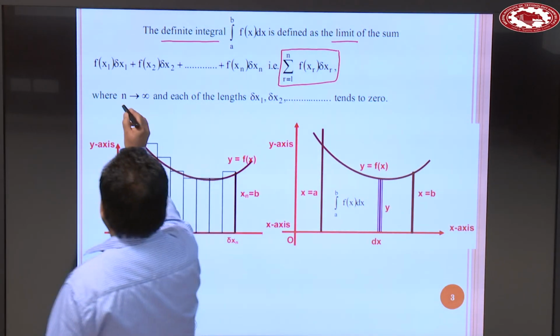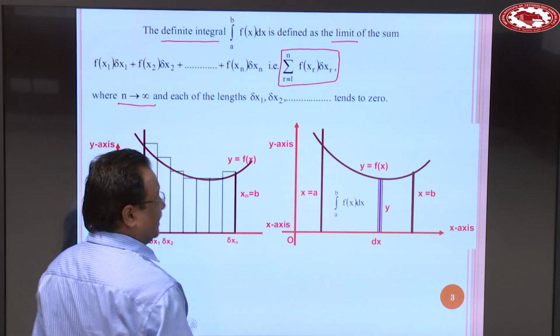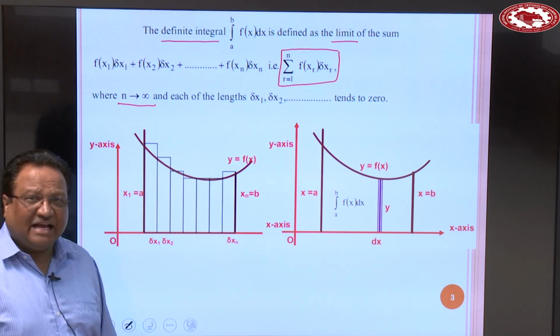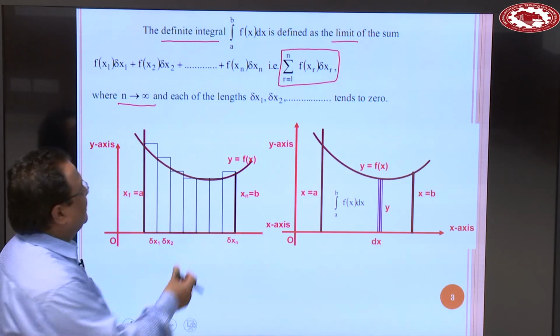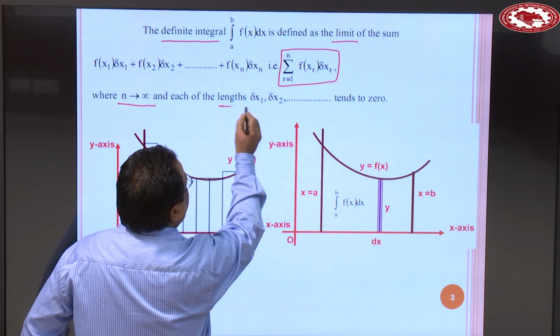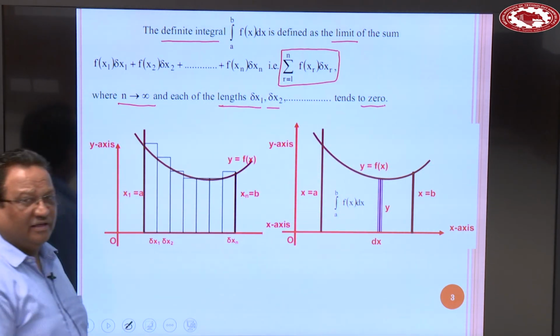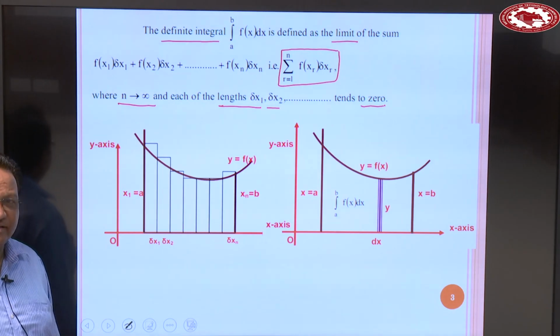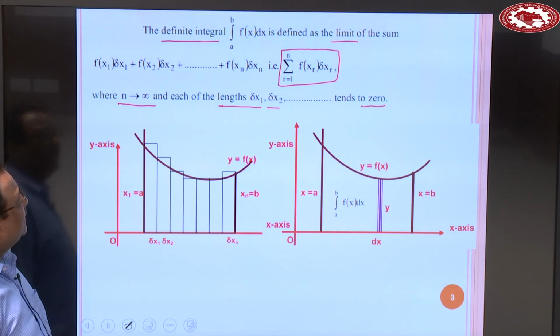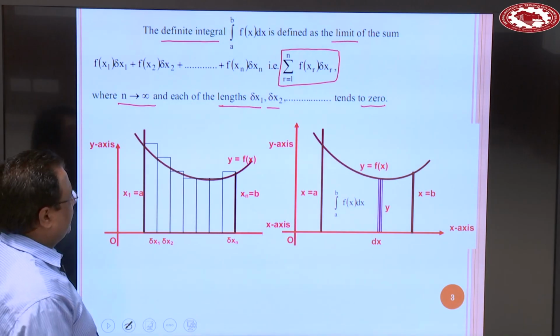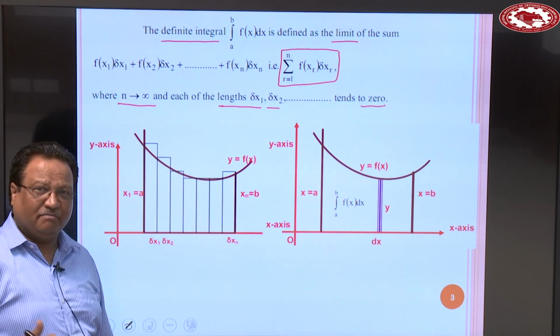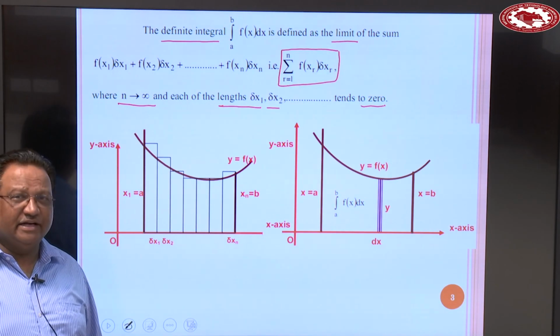Where limit is n tends to infinity, and as n tends to infinity, consequently these small width lengths delta x1, delta x2 tend to 0. So this one is single integral, definite integral a to b f(x) dx. तो देखिए इस टाइप की प्रॉब्लम आपने इससे पहले कर रखी है, सिंगल इंटीग्रल क्या होता है.